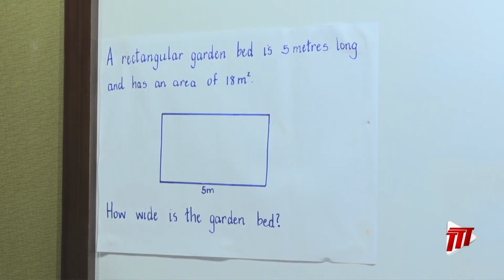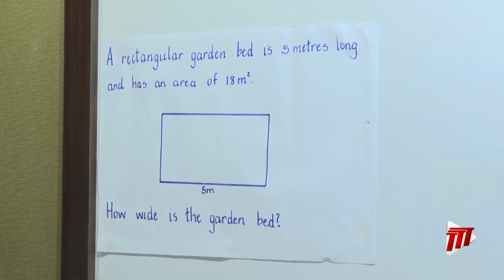Problem number 3 now, we are looking at area. So pay attention now and remember all the rules regarding area. Let's go now. A rectangular garden bed is 5 meters long and has an area of 18 meters squared. How wide is the garden bed?